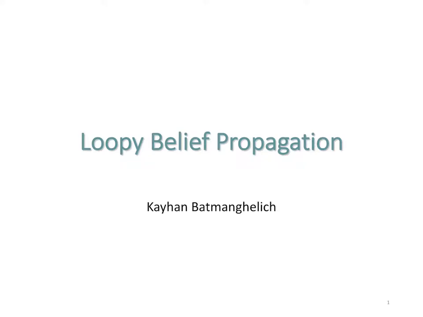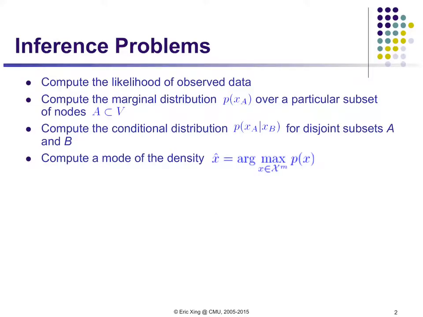All right, so let's talk about loopy belief propagation. We discussed belief propagation in lecture 6 and maybe lecture 7. I think you guys have seen different versions of this in the last lectures. We also talked about classical questions that we ask from graphical models. For example, we might be interested in computing the marginal likelihood of the data given a model. Sometimes we are interested in computing the marginal probability of a subset of variables.